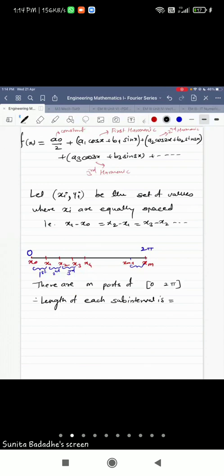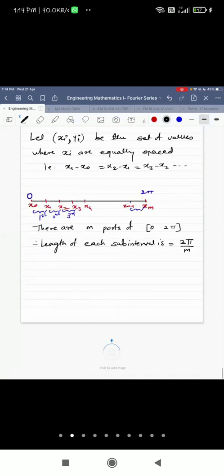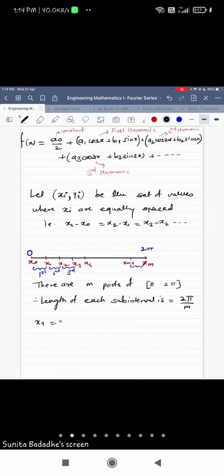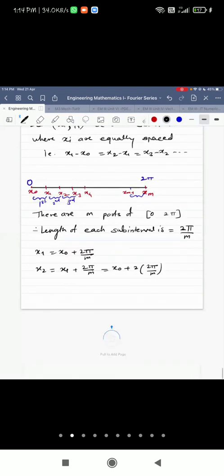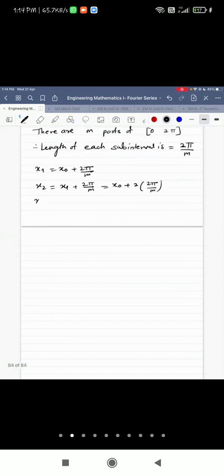Correct, Pratik. They are equally spaced, means they are at equal positions. So each subinterval has length 2 pi by m. Most of you have given the correct answer. So I have a relation: x1 is nothing but x0 plus 2 pi by m. What is your x2? It is x1 plus 2 pi by m, which I can write as x0 plus 2 times 2 pi by m. Likewise, I have all the values. x3 is x2 plus 2 pi by m, and so on.